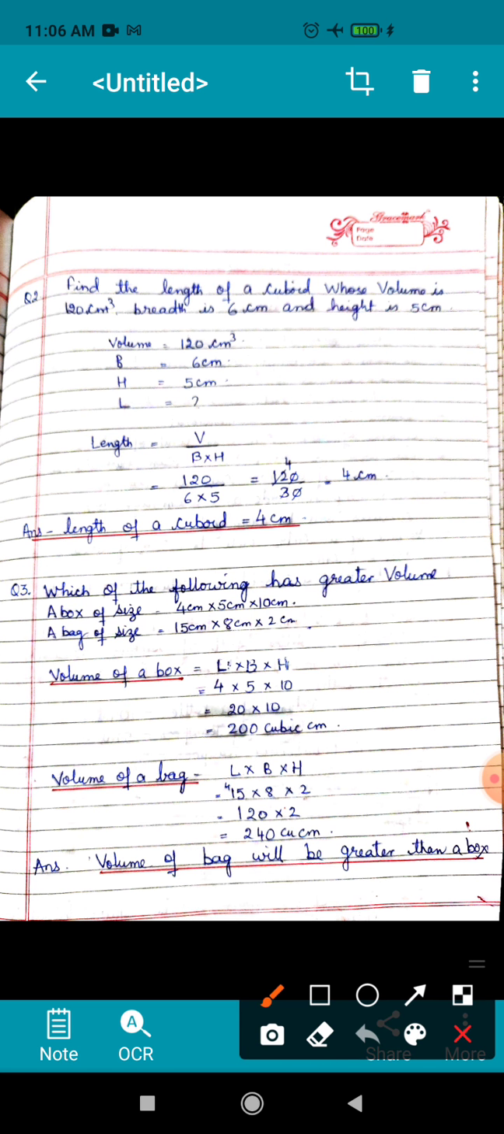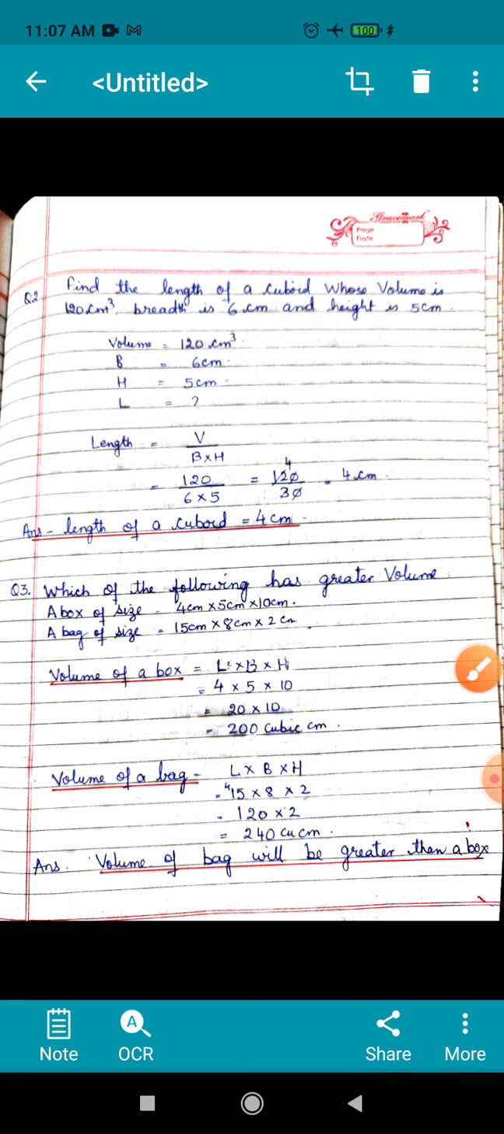Children, here find the length of a cuboid whose volume is 120 centimeter cube, breadth is 6 centimeter and height is 5 centimeter. Volume is 120 cubic centimeter, breadth is 6 centimeter and height is 5 centimeter. You have to find out length. Children, you know the formula. Length is equal to volume divided by breadth into height, right? What you will do? You will place value.